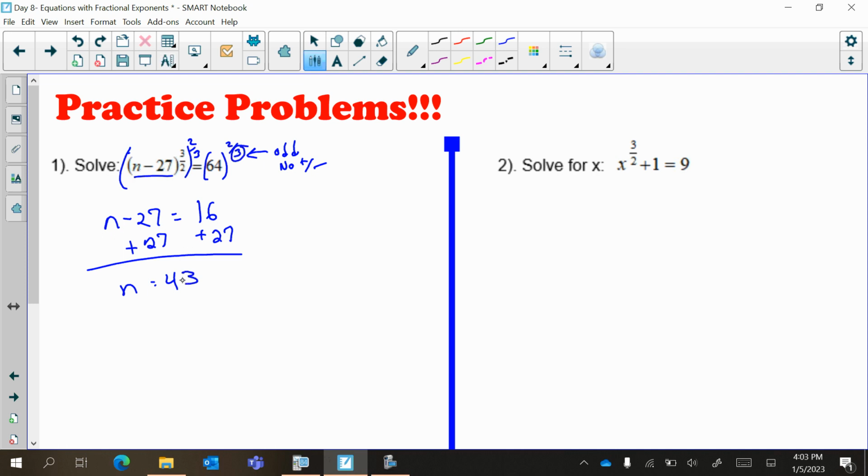Trying the next one. You have to get rid of the plus 1 first. So we are going to do that by subtracting 1. We want to get rid of the 3/2 by raising it to the reciprocal power. So I'm going to raise it to the 2/3. The exponents cancel on the left, and on the right, 8 to the 2/3. 2 is the power, 3 is the root. The cubed root of 8 is 2. 2 squared is 4.